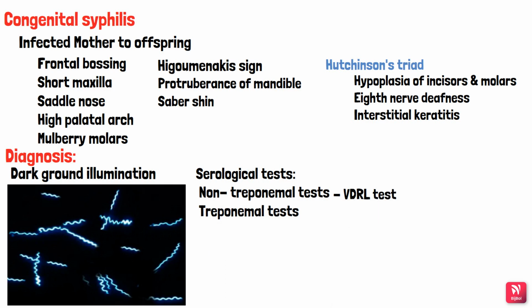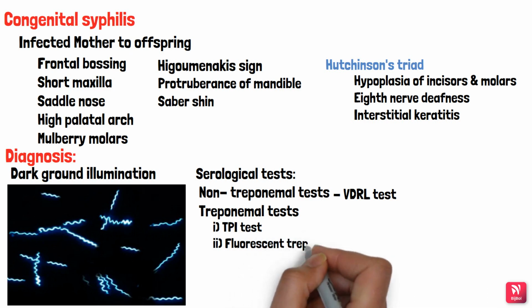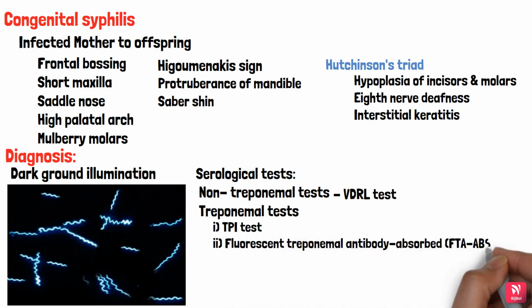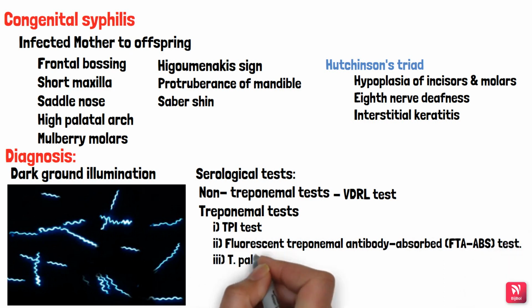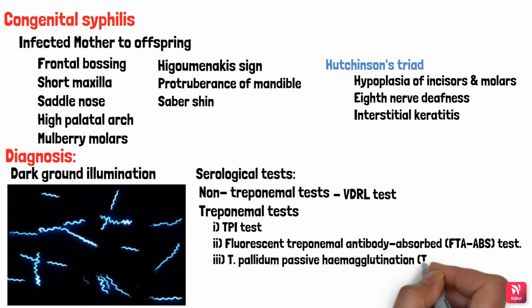And under treponemal tests, we have three different tests: the TPI test, that is the Treponema pallidum immobilization test; the fluorescent treponemal antibody absorption test, that is FTA-ABS; and the third one is the Treponema pallidum passive hemagglutination test, the TPHA test. So these treponemal serological tests are specific tests for Treponema pallidum alone. So this is about syphilis.